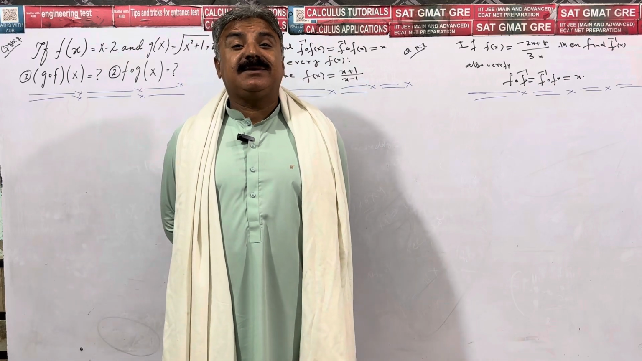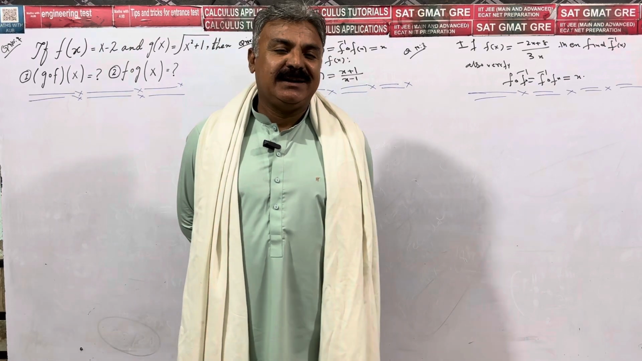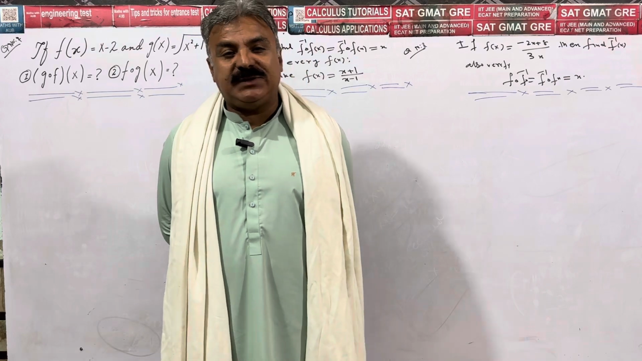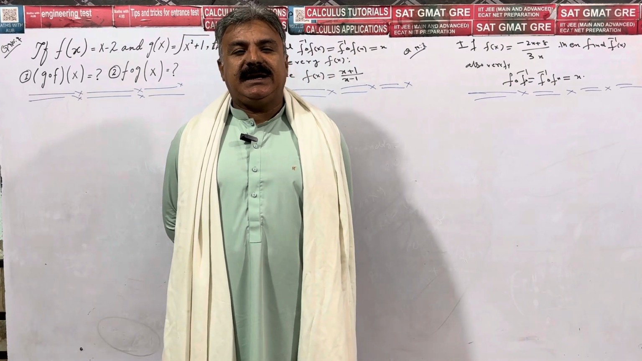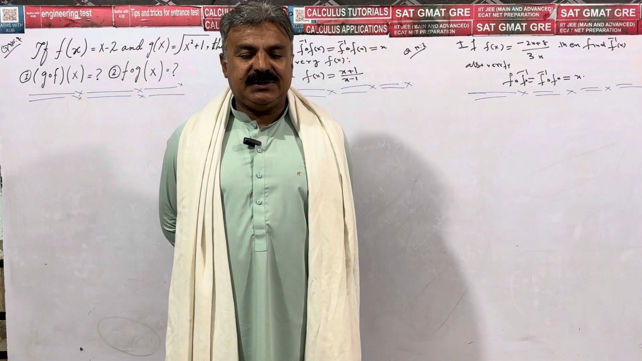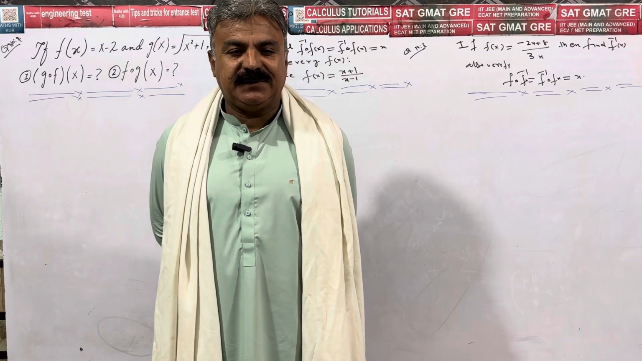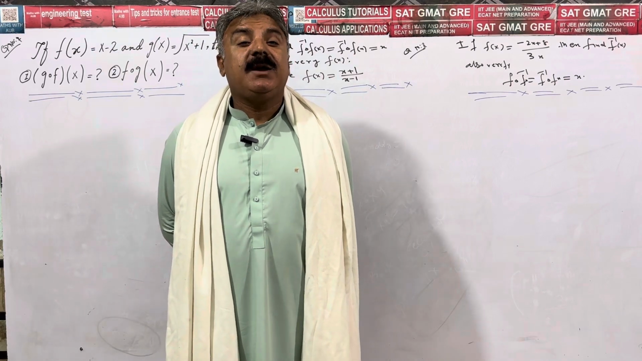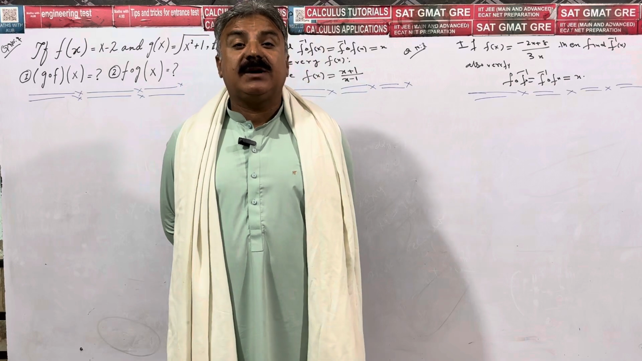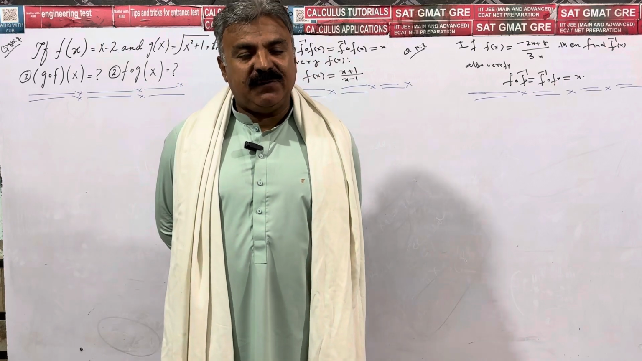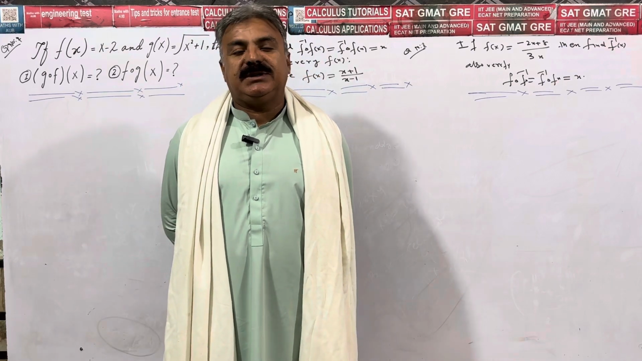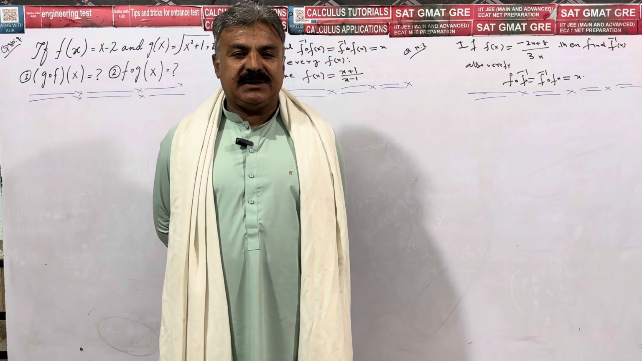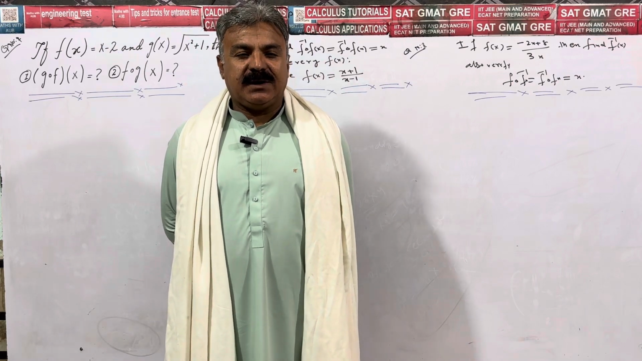Sometimes it is also given to us that if the composition g of f is equal to f of g, then what is the relation between g and f? Composition is normally not commutative. If it is commutative, if g∘f is equal to f∘g, then g is equal to f inverse, or f is equal to g inverse. They are inverses of each other. Let's find out what I have for you.